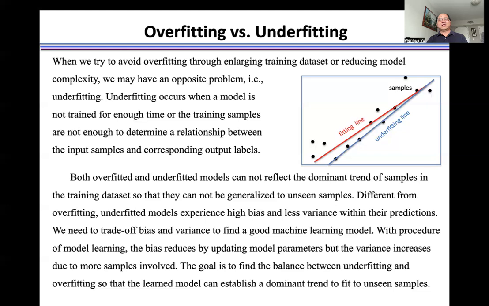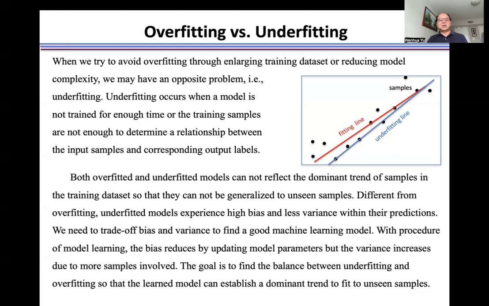Both overfitted and underfitted models cannot reflect the dominant trend of samples in the training dataset, so that they cannot be generalized to unseen samples. Different from overfitting, underfitted models experience a high bias and less variance within their predictions. We need to trade off bias and variance to find a good machine learning model.